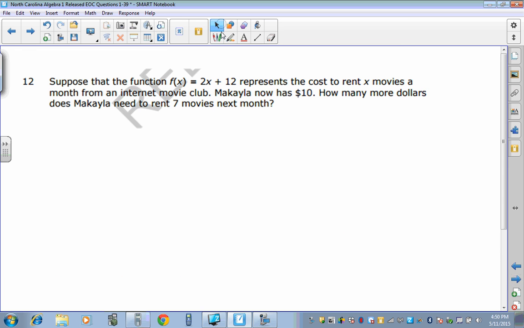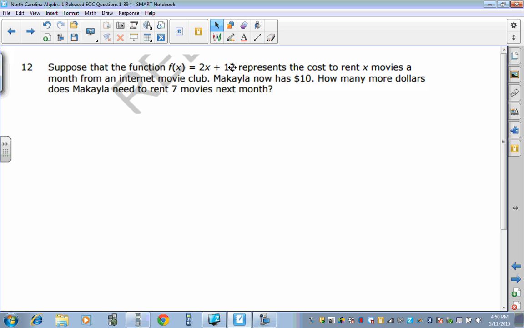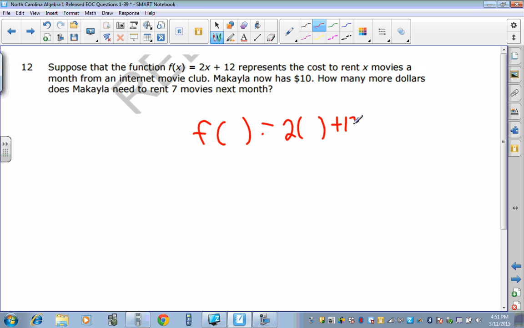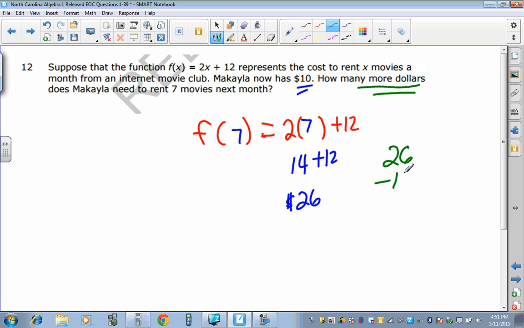Number 12. Michaela wants to rent 7 movies, and f of x is the cost to rent movies. She wants to rent 7 of them, so that's 14 plus 12. That's going to cost her $26. She's got $10 now. So how many more dollars does she need? That would just be 26 minus 10. So she still needs $16.